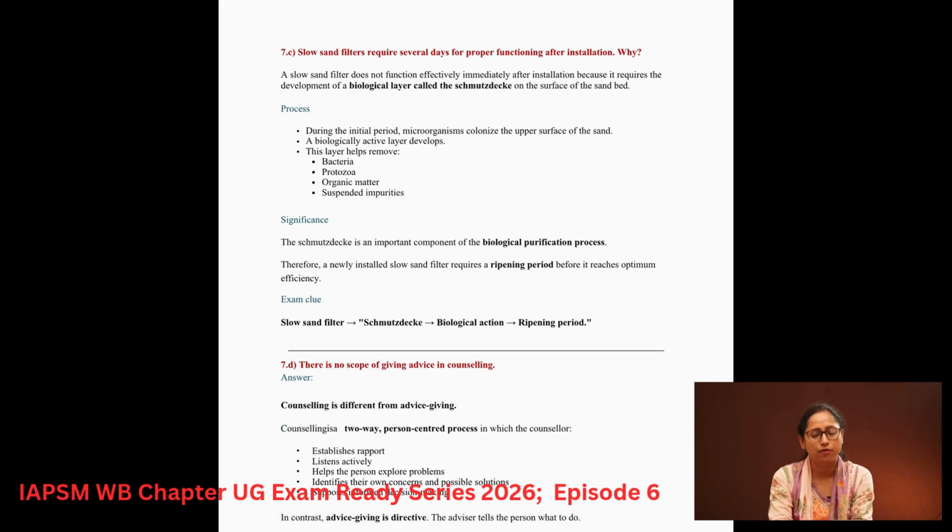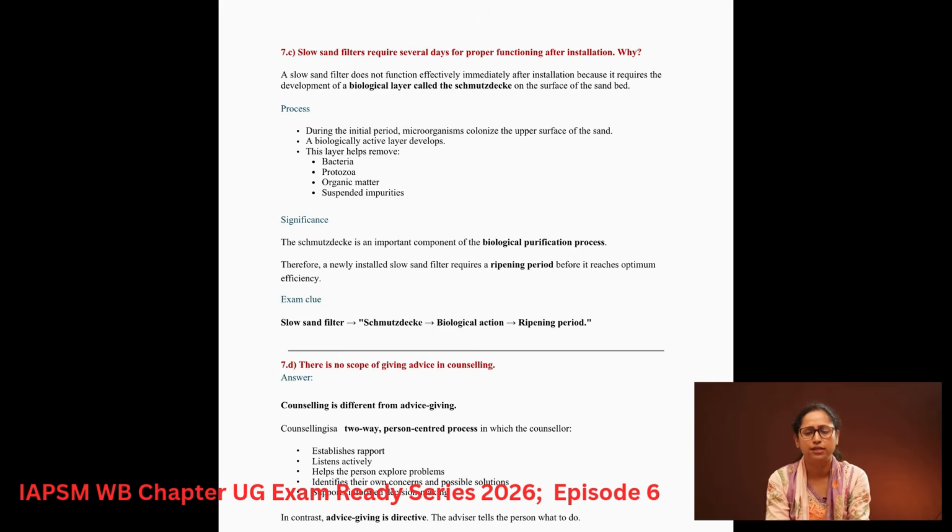The next explain why question was, slow sand filters require several days for proper functioning after installation, explain why. Now, what is a slow sand filter and what does it do? It does not function effectively immediately after installation, because it requires the development of the biological layer, that is called the schmutzdecke layer, on the surface of the sand bed. And please mention the process of this biological layer formation.